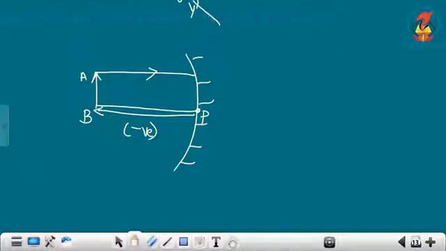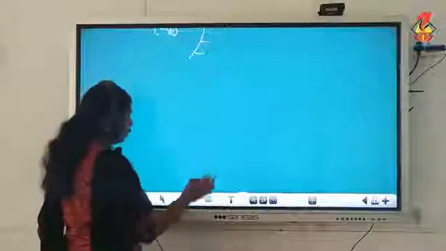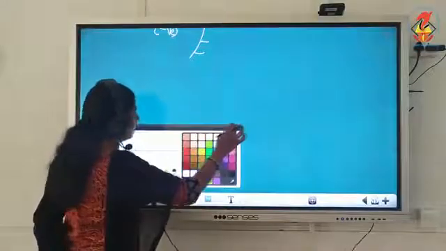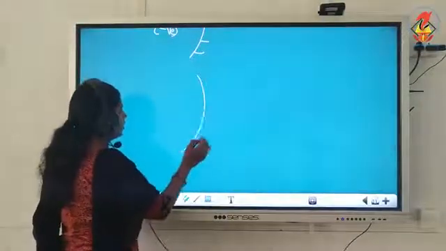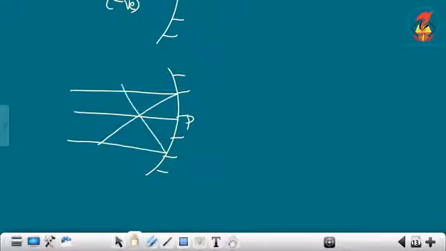Now, principal focus of convex and concave mirror I will draw here. This one is a convex mirror. Pole, principal focus. So, this distance is a focal length.